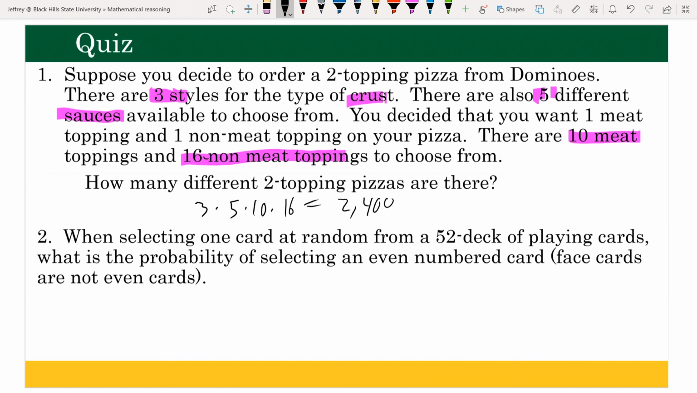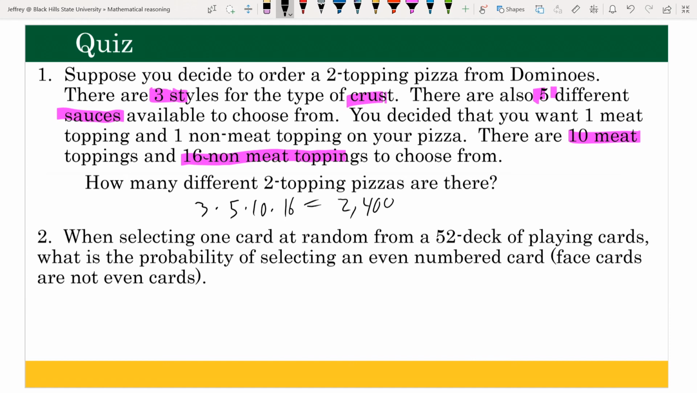Now, this doesn't, of course, include all 2-topping pizzas. You can have pizzas where they have 2 meat toppings, or maybe they choose 2 non-meat toppings. And that gets a little bit trickier to count, so we'll avoid that for now.